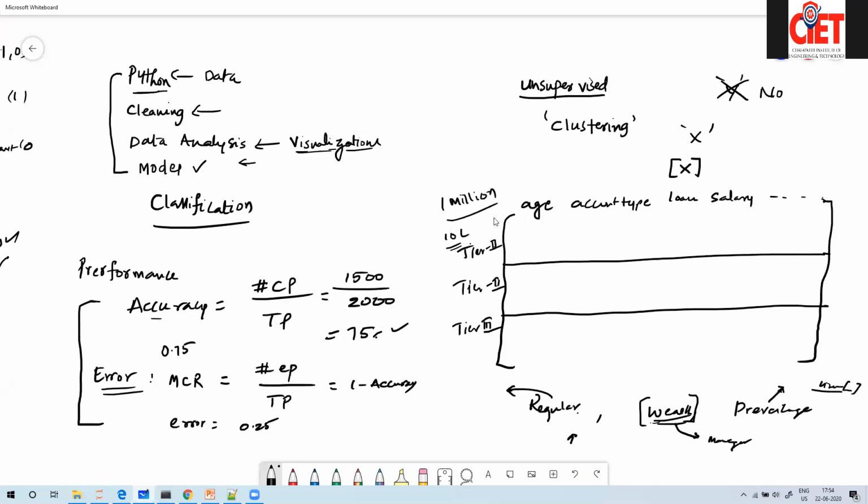Now, how did they create these types of accounts? We have customer information, customer number 1, 2, 3, 4, 5, all the way up to 1 million, which is 10 lakhs. We want to group the customers based on their similarity. All the customers who have similar characteristics go together. This is one group. These customers have similar characteristics.